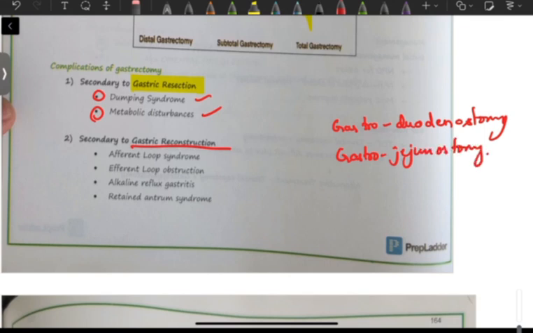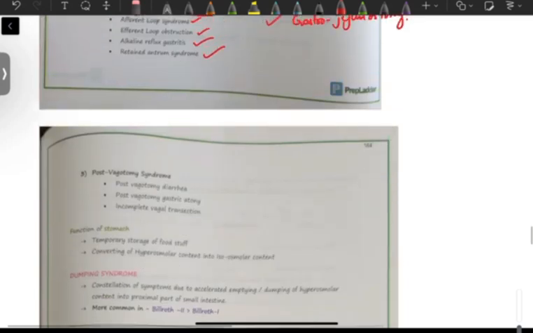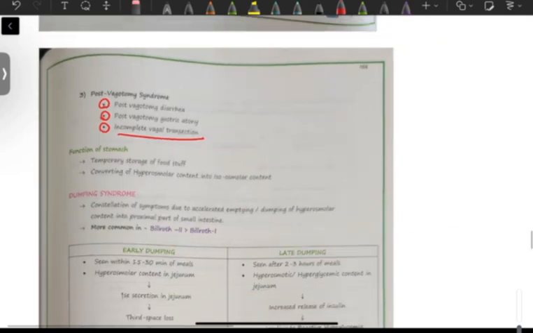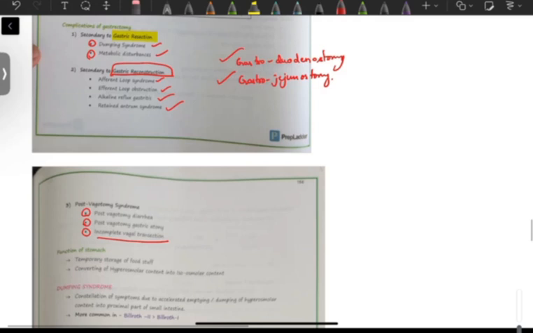We are not just removing the stomach, but we are connecting it to something else. We are doing reconstruction. Because of that reconstruction, some complications might occur. What are they? That is afferent loop syndrome, efferent loop obstruction, alkaline reflux gastritis, or retained antrum syndrome. So we'll go one by one, and then we are doing vagotomy also. Because of that, there can be post-vagotomy diarrhea, post-vagotomy gastric atony, or incomplete vagal transection. So these are the complications which can occur during gastrectomy.